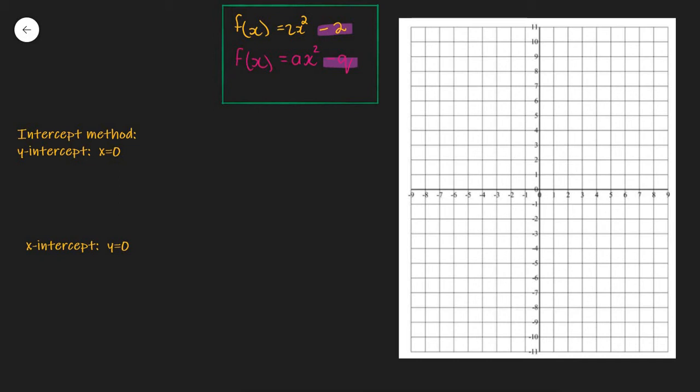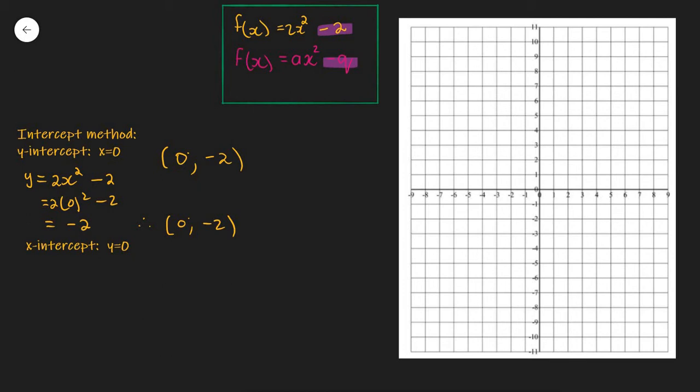My y-intercept is where my x is 0. And what does it say there for my y-intercept? It's going to be -2. I can just read that off my equation. If you want to do it mathematically, you say y equals 2x squared minus 2, where x is 0, so 0 squared minus 2. 0 minus 2 is going to be -2. Therefore, (0, -2) are the coordinates of my y-intercept.